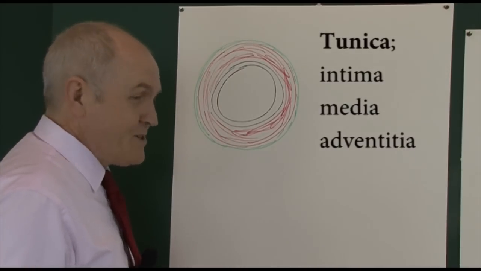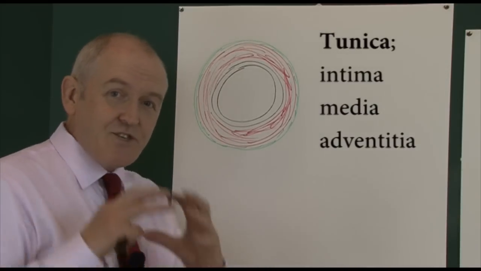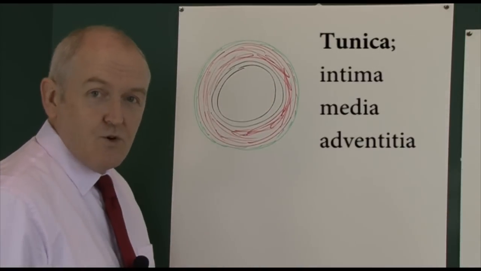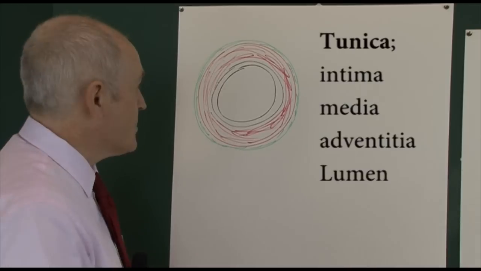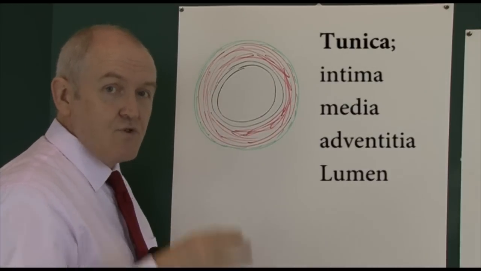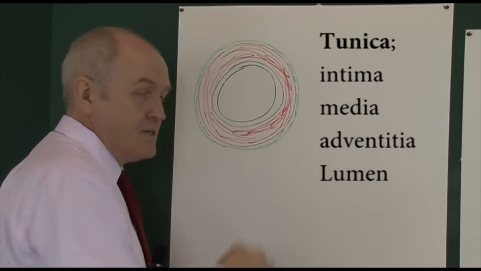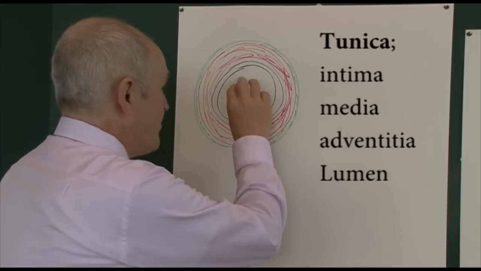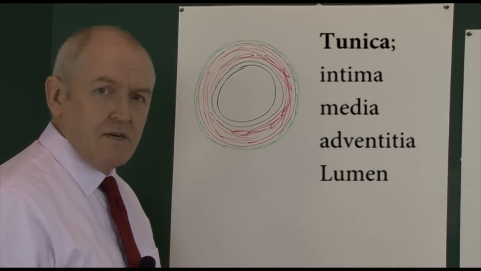And of course the whole purpose of an artery is that it's a tube. We need the hole down the middle. This is called the lumen. So we need a patent arterial lumen through which blood can go to perfuse the tissues that this artery anatomically supplies with blood.